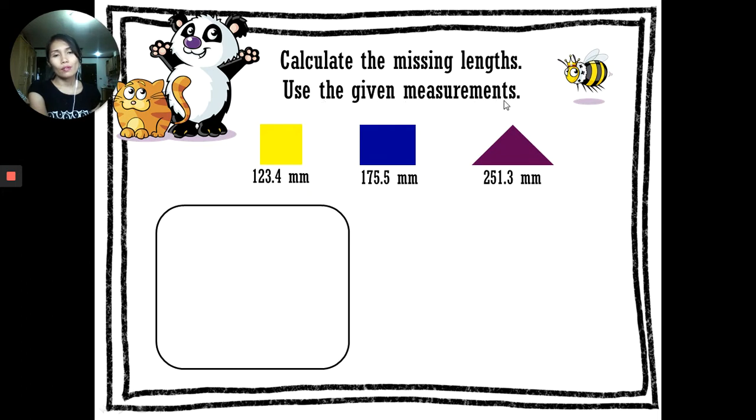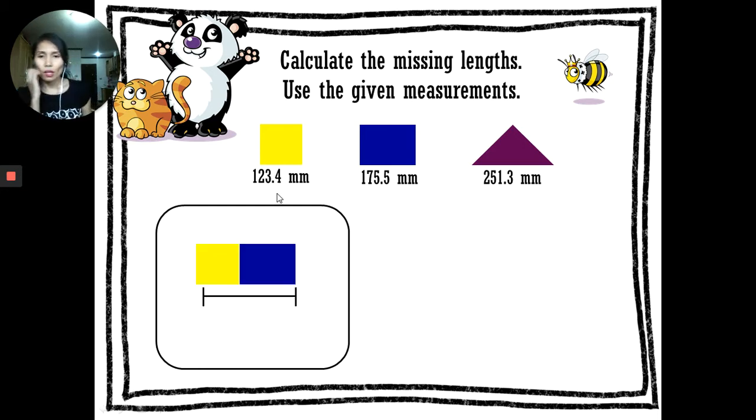Use the given measurements. Okay, we have here for the square 123.4, for the rectangle 175 and 5 tenths, and for the triangle 251 and 3 tenths millimeter. Okay, so what are we going to find? Okay, in here we will find the missing length of this.